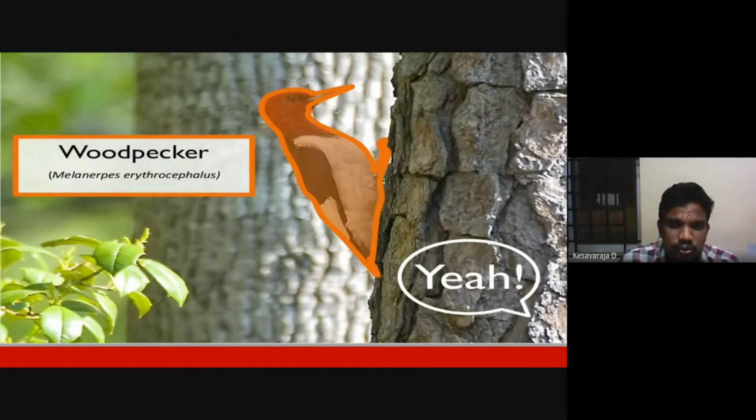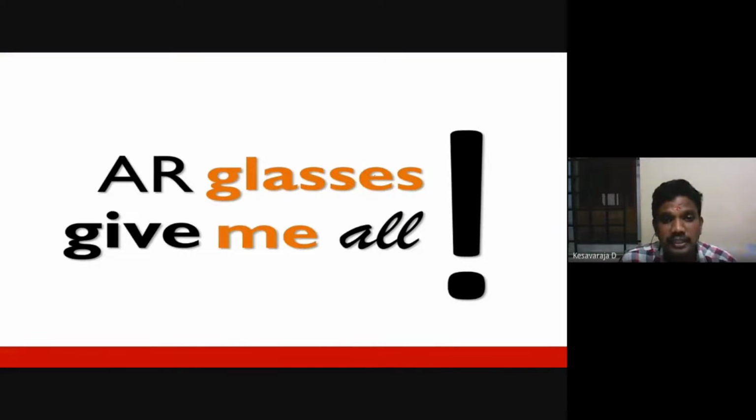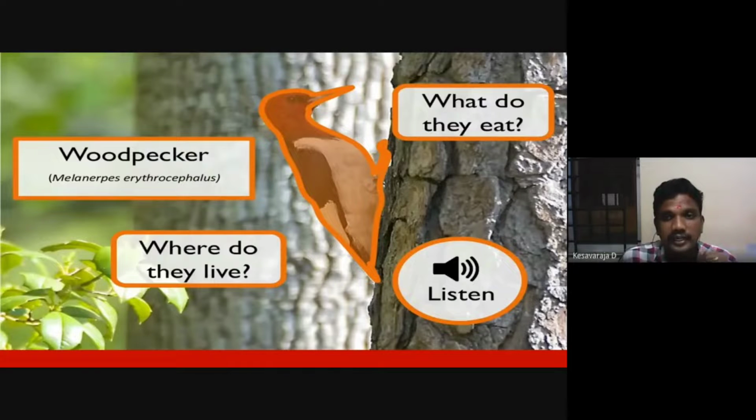Second, it recognizes the entire information, that is augmented glasses, which extract the entire information. That will be called a woodpecker. It's the name of the object. Where do they live? What do they eat? The entire information about the woodpecker will be extracted from the society. So it's a recent disruptive technology because you just take a photo and it extracts the entire information from the picture.